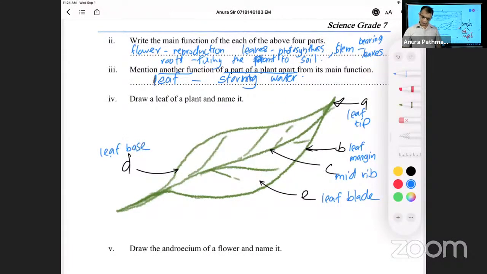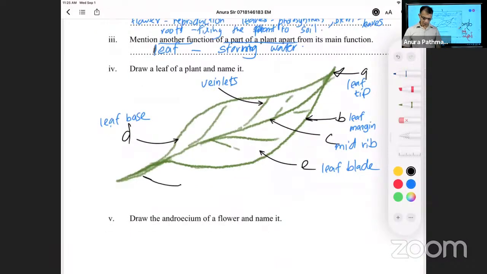Excuse me, sir. What's that? Veinlets. Excuse me, sir, can't we name the stalk? We are going to name that one petiole, or we call it pedicel, a stalk.